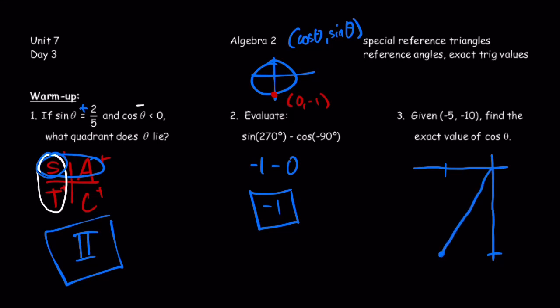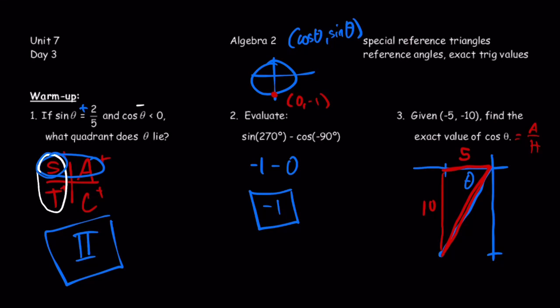And you always draw your angle theta to the x-axis. So there's my angle theta. And then we'll make a right triangle. Now, because I know the coordinates -5, -10, basically that means I went -5 in this direction. So this side of the triangle is just 5. And this side would be 10. Now, if you remember, cosine theta equals adjacent over hypotenuse. So the one thing we're missing here is the hypotenuse.